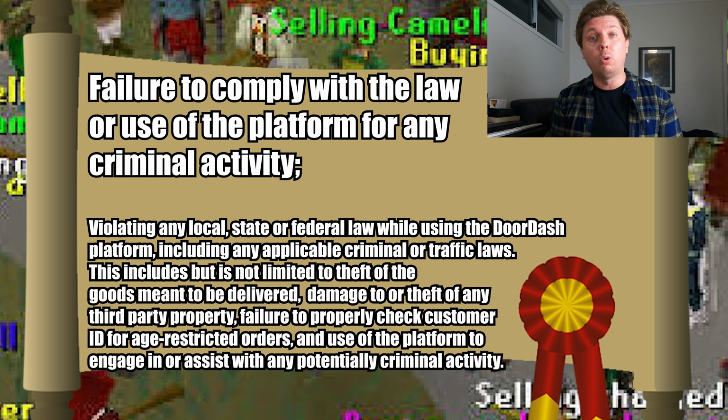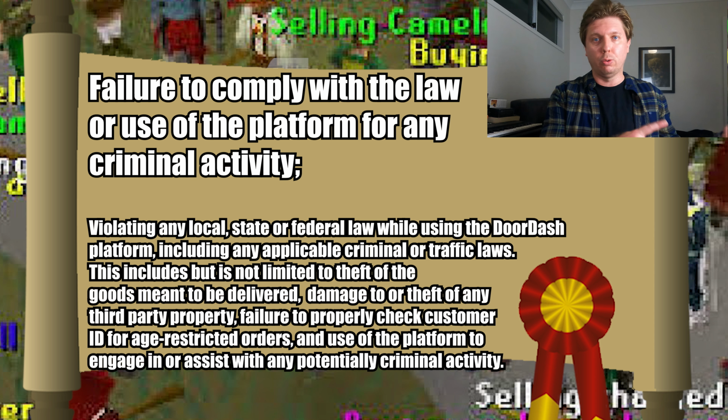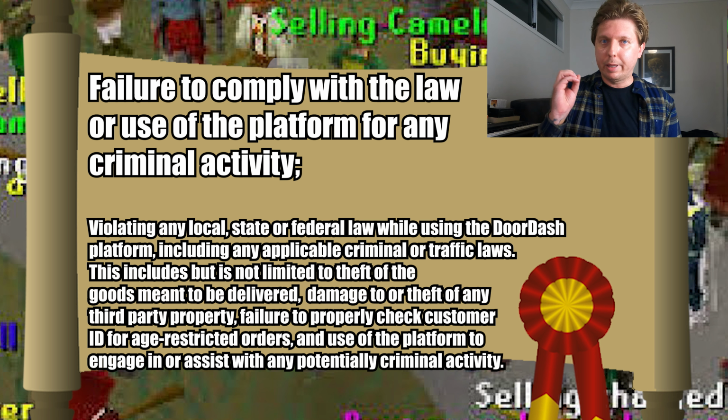If you're doing alcohol deliveries, make sure you're checking the age. Don't deliver alcohol to a minor. If people don't have their IDs, don't give them the alcohol or any restricted age goods. If they say, I do not have my ID, say, cool, I cannot give you these goods, and then return it back to the store following the prompts of what DoorDash tells you to do. So that's a big one.